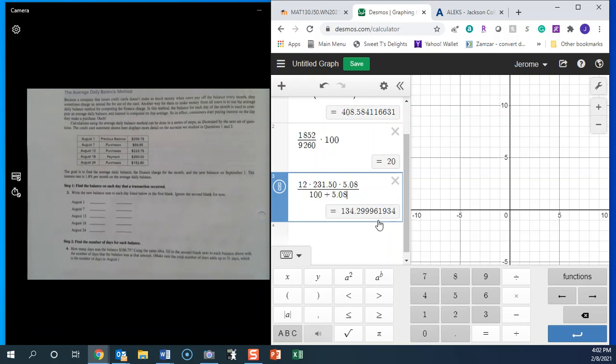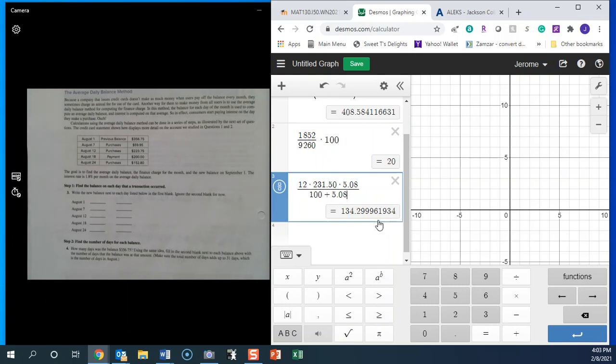Now we have what is called the average daily balance method. Because a company that issues credit cards doesn't make as much money when users pay off the balance every month, they sometimes charge an annual fee for use of the card. Another way for them to make money from all users is to use the average daily balance method for computing the finance charge. In this method, the balance for each day of the month is used to compute an average daily balance, and interest is computed on that average.